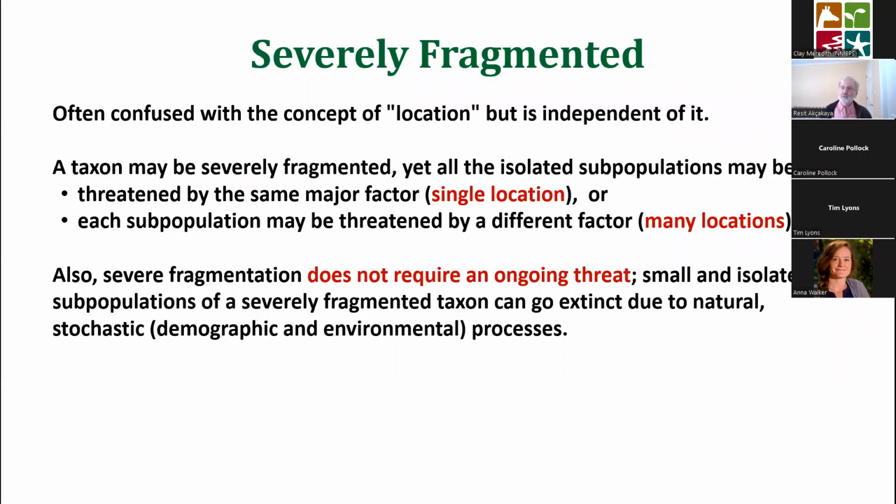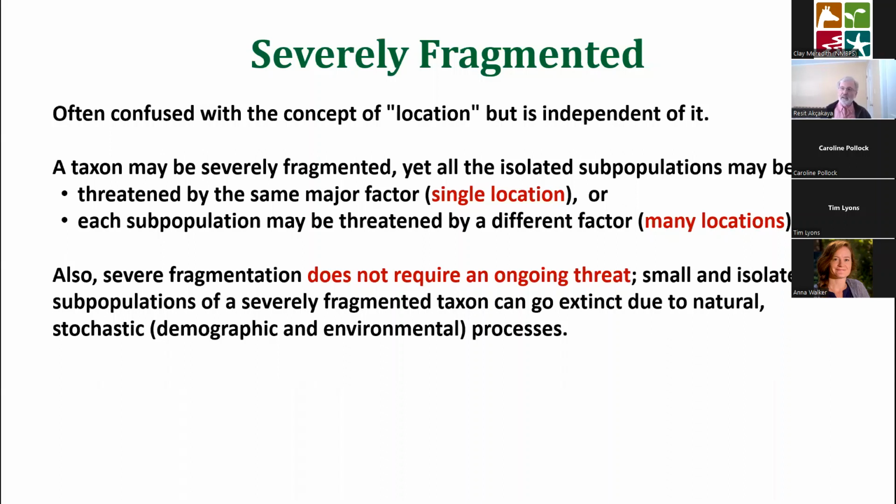Now, sometimes the concept of severe fragmentation is confused with the concept of location, but these are actually, of course, very different concepts. They are independent of each other. A taxon may be severely fragmented, yet all the isolated subpopulations may be threatened by the same major factor, so there will be a single location, or each subpopulation may be threatened by a different factor. There will be many locations, or there may be two main threats, one threatening half of the populations, one threatening the other half, and then there will be two locations. So the number of locations is independent of whether the taxon is severely fragmented or not.